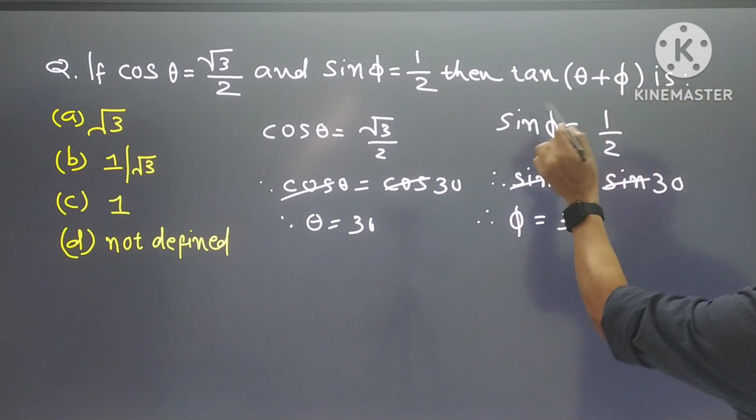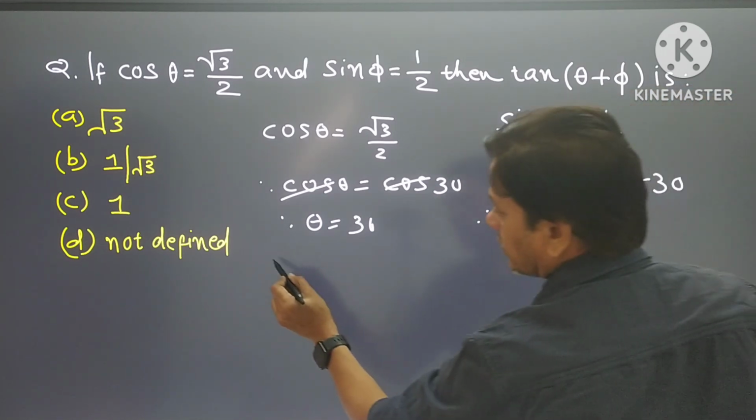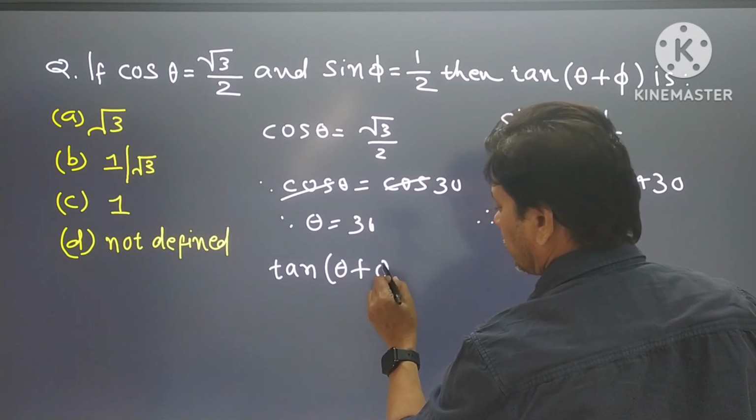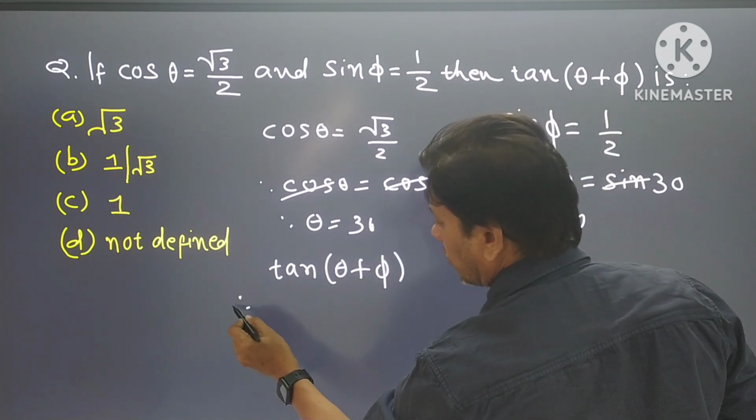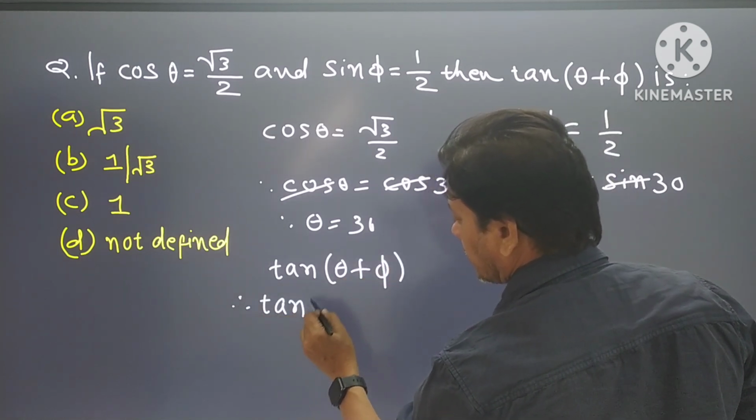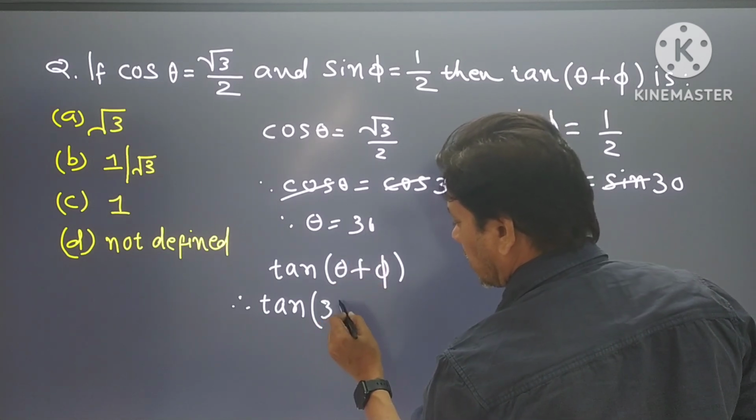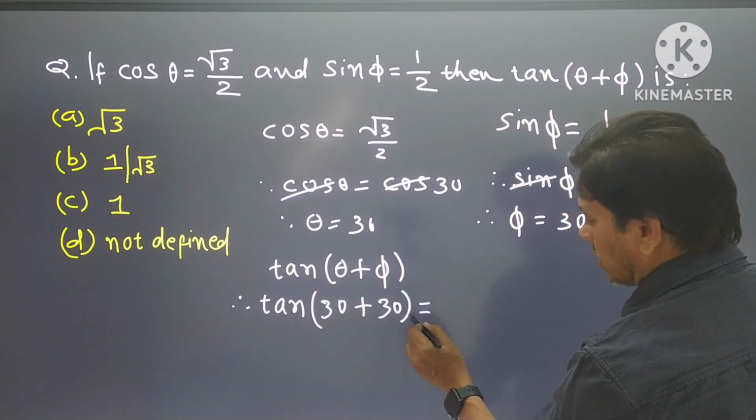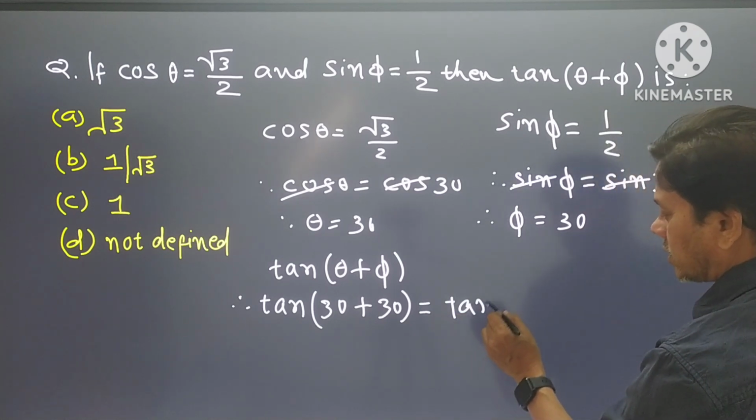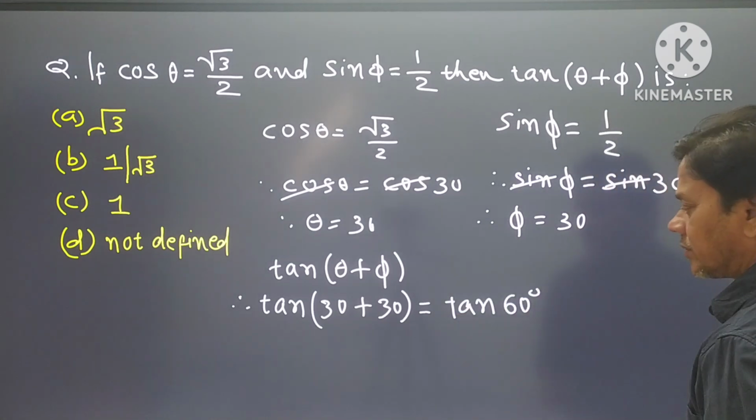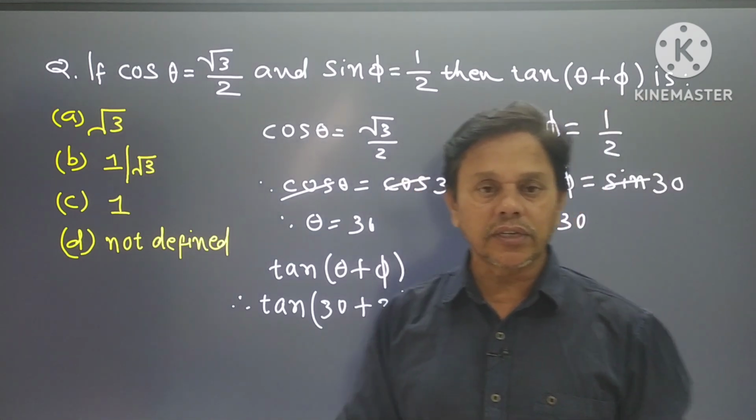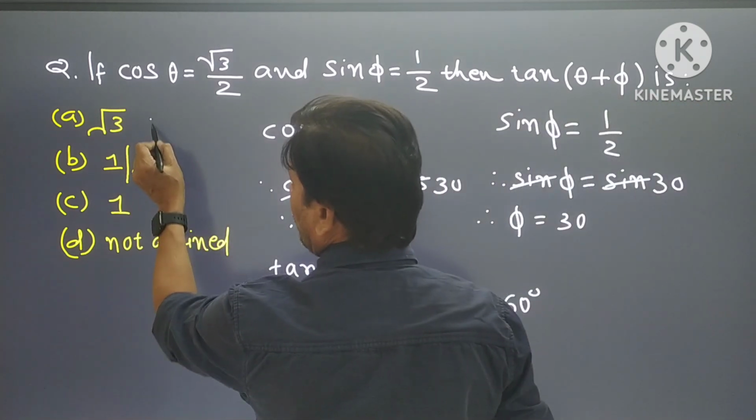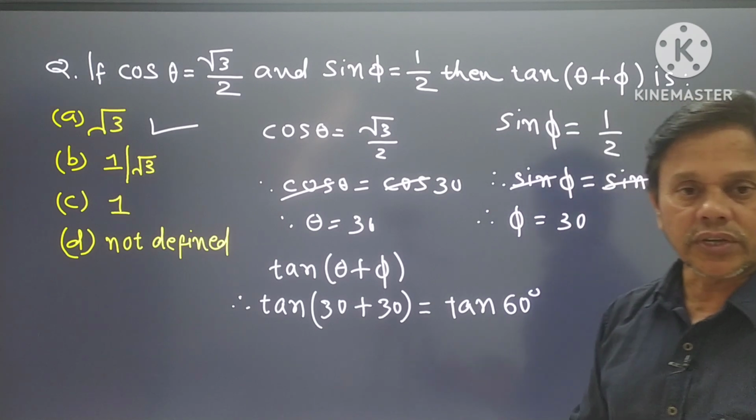Now tan(theta plus phi), so therefore tan(theta plus phi) is equal to tan(30 plus 30), so it is equal to tan 60 degrees. Now what is the value of tan 60? The value of tan 60 is root 3. So our correct option is option A.